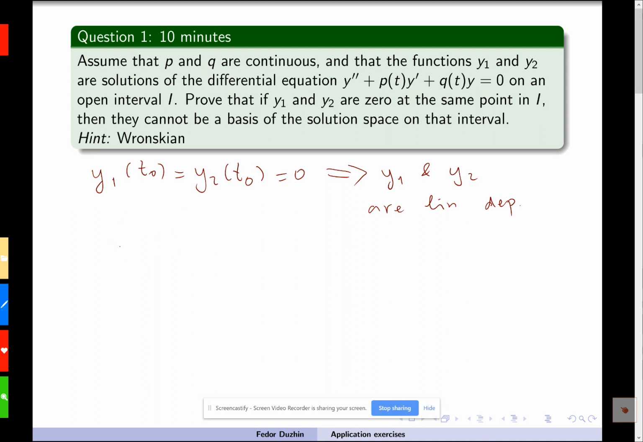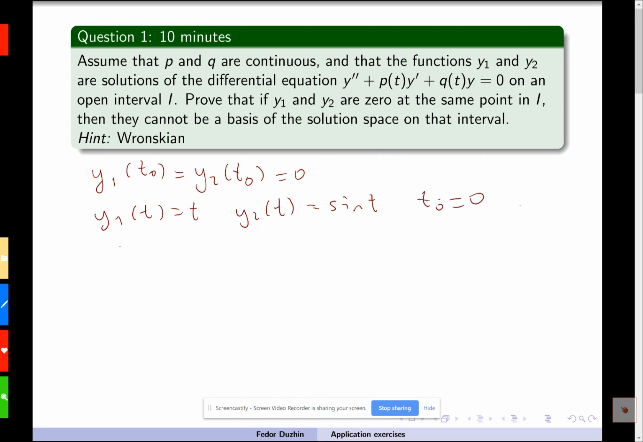Now, this is what I saw in my class. So this is just wrong. Maybe I'll give you a counterexample, for example, maybe something like this: y1 of t is t, and y2 of t is, say, sine t. So both of them turn to 0 at 0, right? So this is an example.